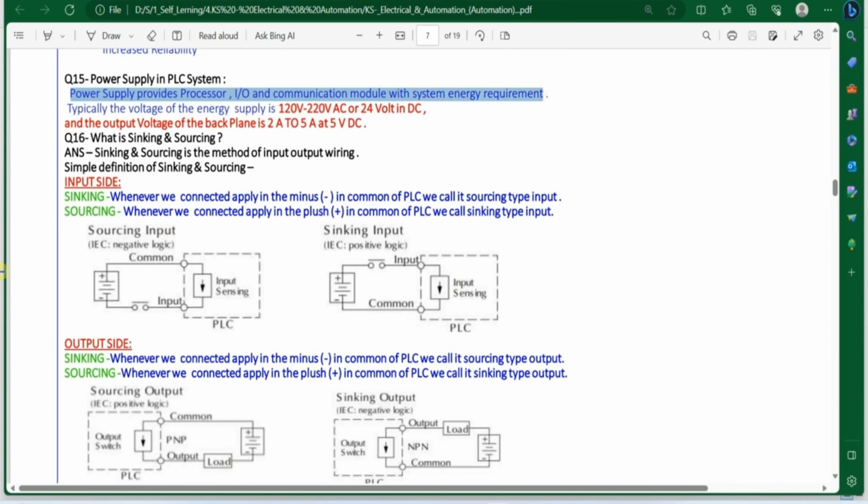Before that, I'm going to explain what a power supply is. The power supply provides the processor, I/O, and communication modules with the system energy requirement. It means that when we connect the power supply to the PLC, the power supply provides supply to the processor, communication, and input output modules, both input module and output module. The PLC requires system energy, because the PLC depends on power supply. Without power supply, meaning without AC or DC current, we cannot start and stop the PLC.